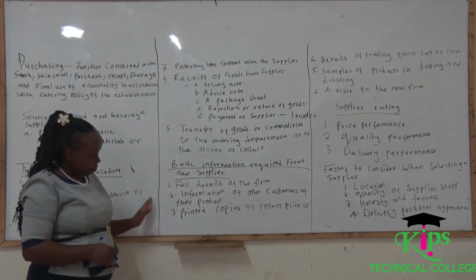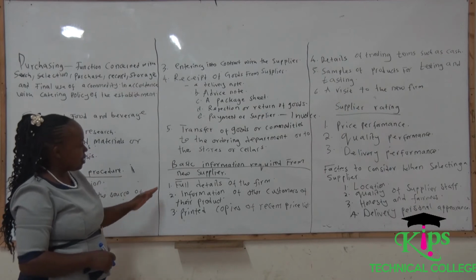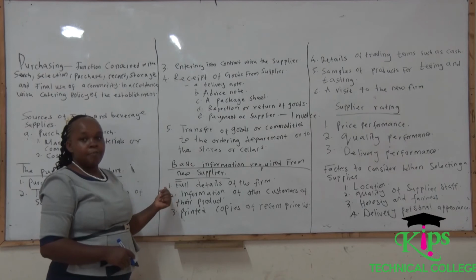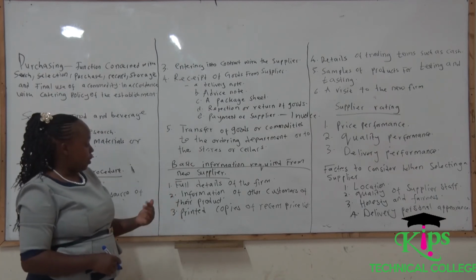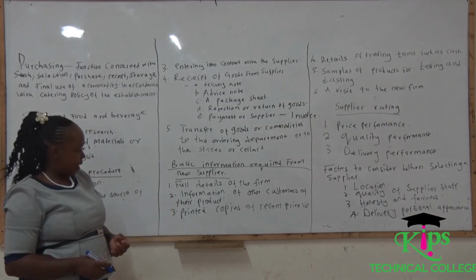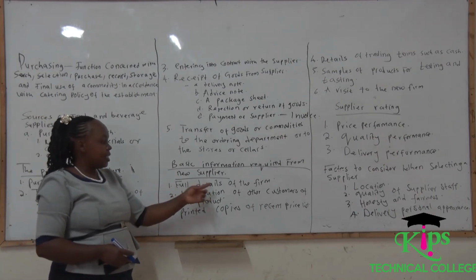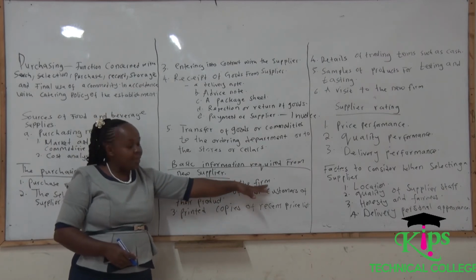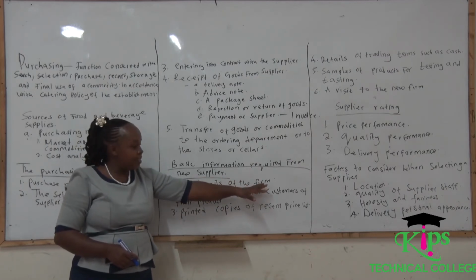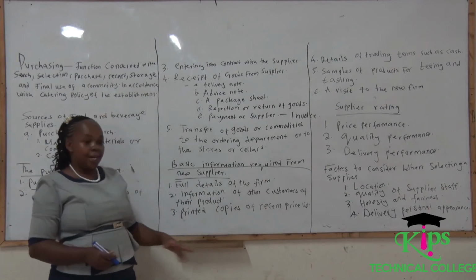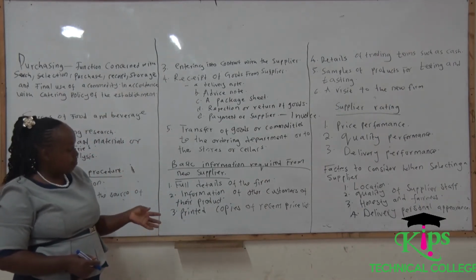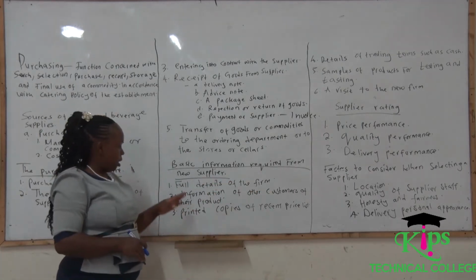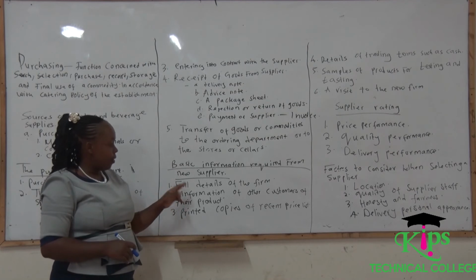Now, having looked at the purchasing procedure, there is basic information required from a new supplier. You have met this supplier. What are you required to know from this supplier? 1, you need to know full details of the farm. You want to ascertain whether this is a true farm or just a fake one, because people can fabricate their own documents but they don't have a farm. It is just in the papers. So you need to get the full details of their farm.